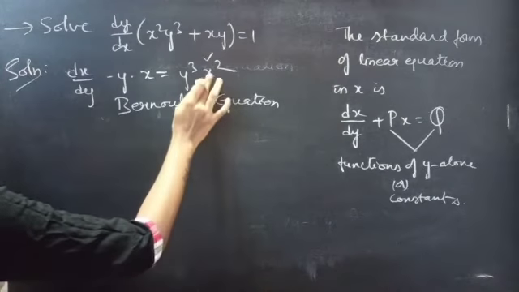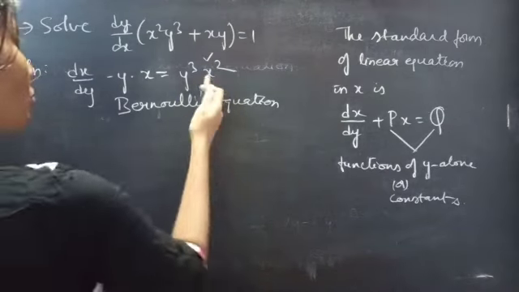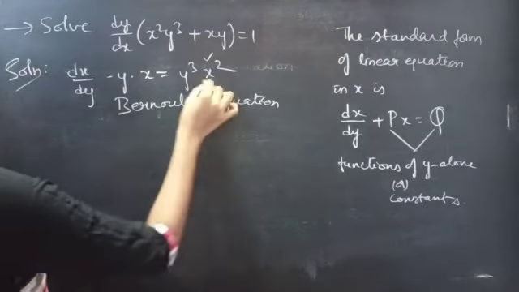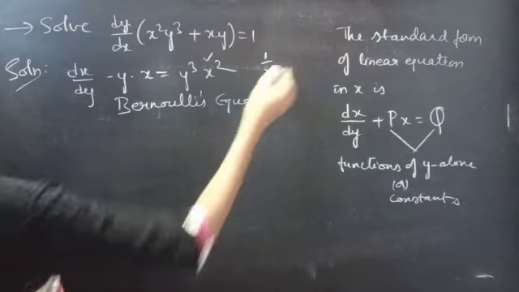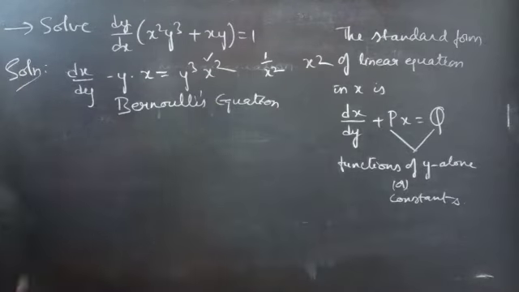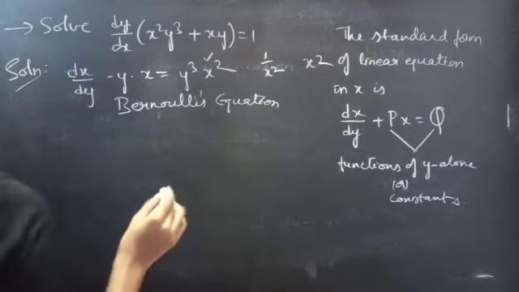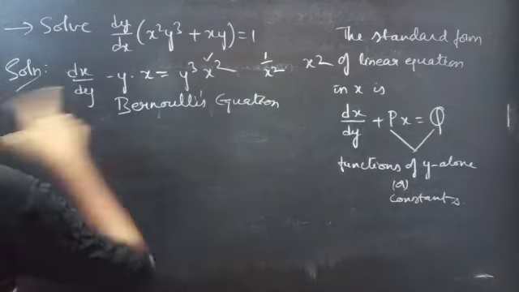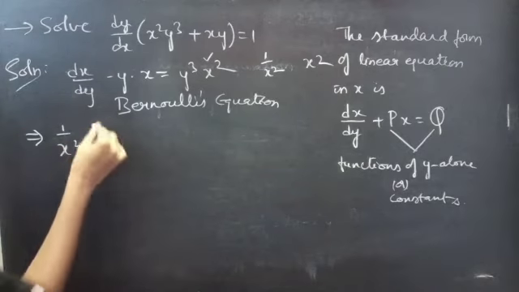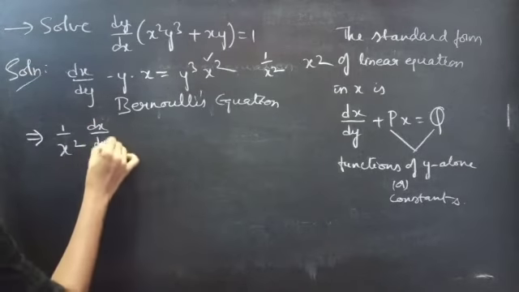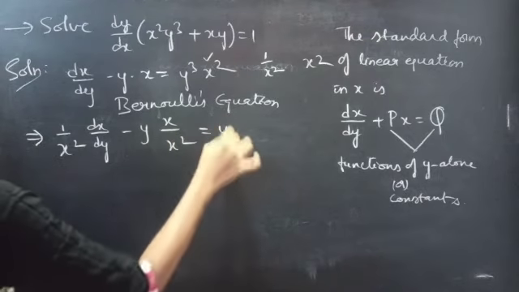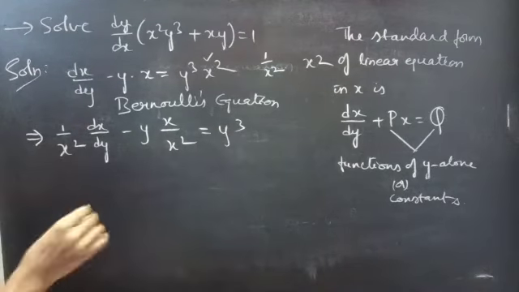So how you can eliminate x square? Simply by taking x square to LHS part, or by multiplying both sides of the equation with 1 by x square, or by dividing both sides of the equation with x square. Now what we are going to do is we'll bring this x square to LHS. Then we'll get 1 by x square into dx by dy minus y into x by x square equals to y cube. I'll show you in detail.